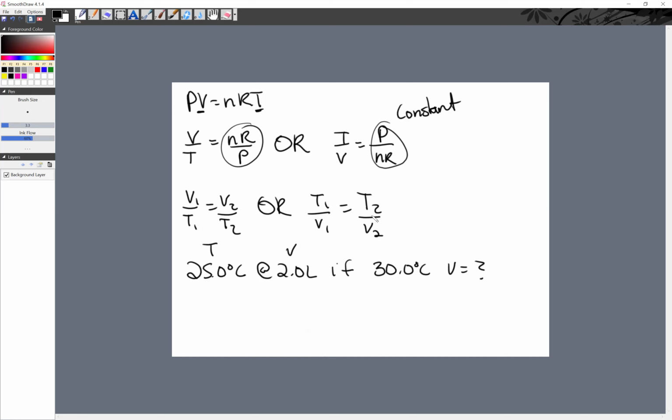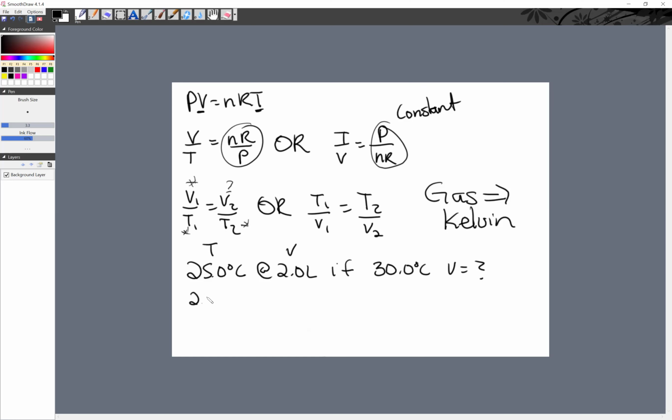Which pieces do I know? The original volume was 2. The original temperature was 25. The new volume is what I'm looking for. In this case, I think the equation on the left is a little easier because the V2 is in the numerator. But stop. If you are ever dealing with gases, you must be in Kelvin. Now, I'm going to solve this problem both ways just to show you that, yes, it does matter. Let's say I forget. Oh, I'm just going to use Celsius.